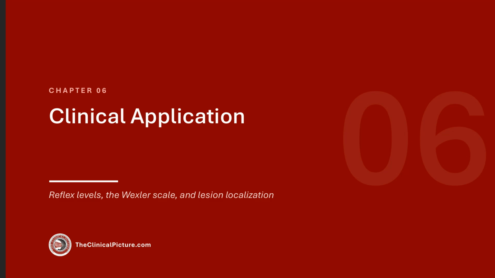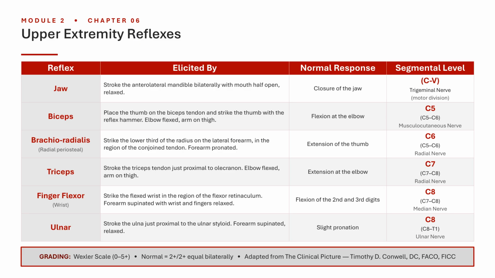Chapter 6. This is where we translate everything we've learned into clinical practice. We're now going to cover reflex levels and their spinal cord correspondences, the Wexler grading scale for standardized documentation, and the localization framework that ties everything together. This chapter is the most directly applicable to your clinical rotations, your board examinations, and your day-to-day practice. Pay close attention. Let's map the upper extremity reflexes to their spinal levels.